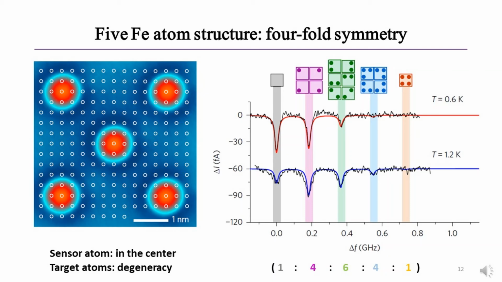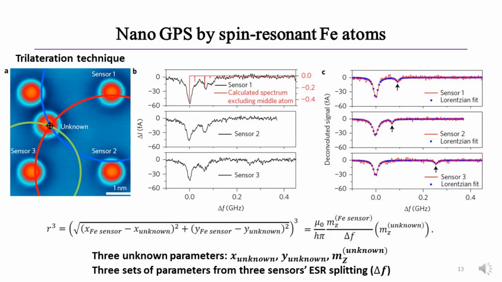And now the author did something that looks fancy. They employed trilateration, which is the geometrical technique used for macroscopic location by the GPS. The author creates such a Nano GPS with spin-resonant iron atoms. The position of the unknown atom based on this technique will fall at the intersection of the circles of unknown radius around its sensors.